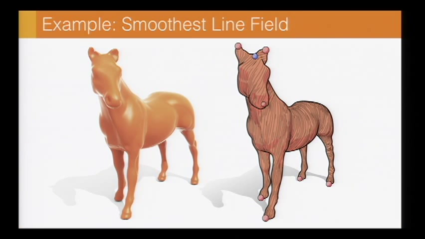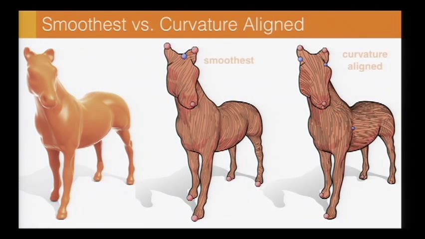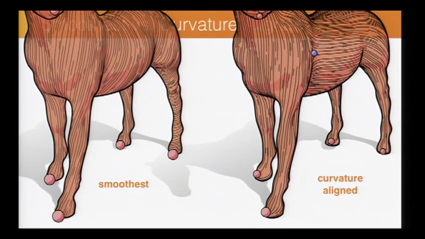If we go back to this horse example and we compute this curvature aligned field, then again we see the singularities end up in nice natural places on the ears and the feet. But if we zoom into the legs, we see now that all of the field lines follow the legs naturally, as you might expect.